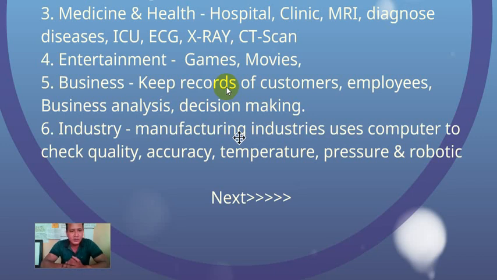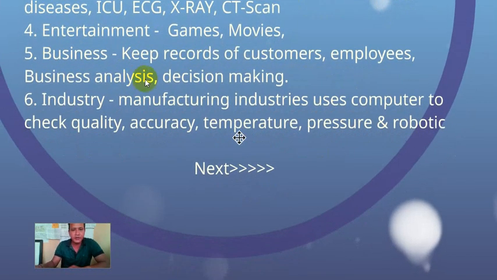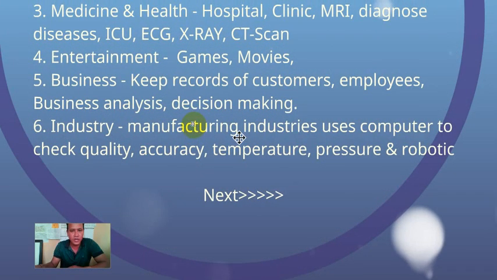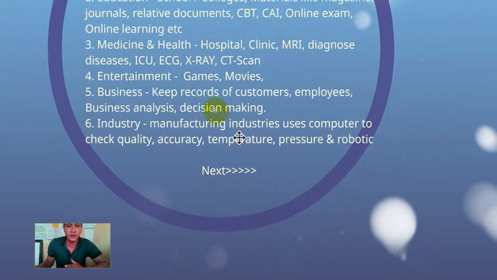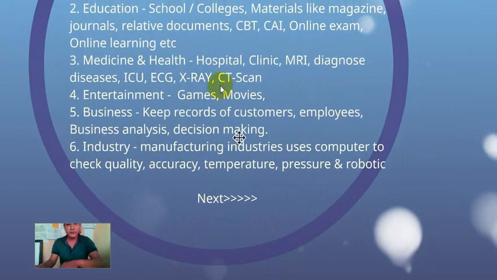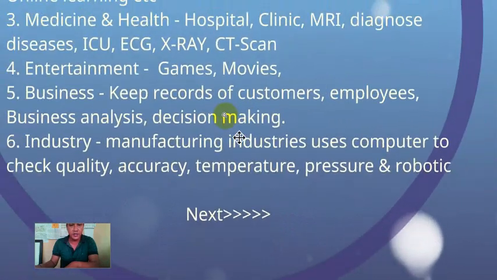Okay, so next one is industry. All the manufacturing industries nowadays are using the computer. Why? Because people are not that capable of checking the temperature, pressure, something like that. It is very hard. So what they do is they make a robot or automated machine to check these temperatures, pressures, and robotics. Okay, so this is very useful nowadays. Every industry is using the computer.